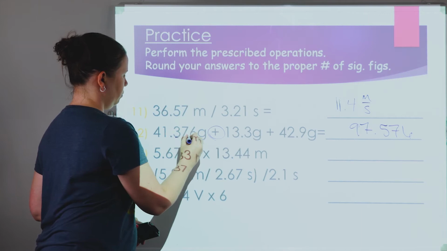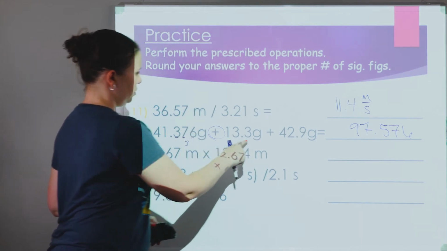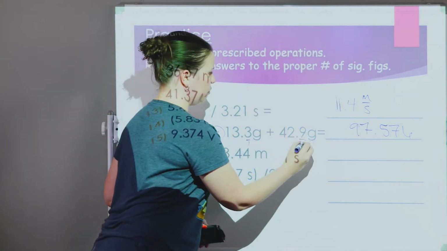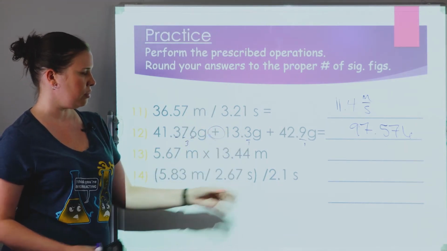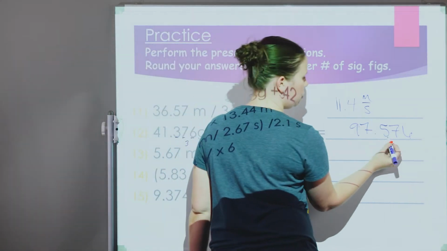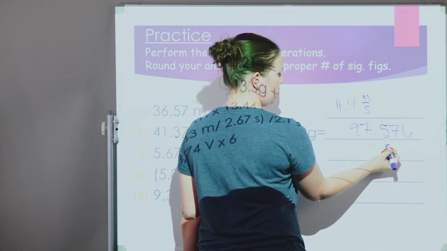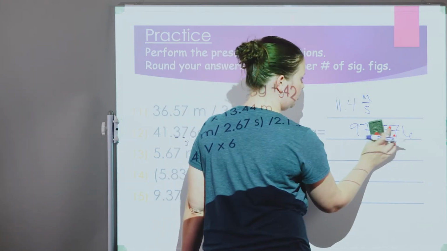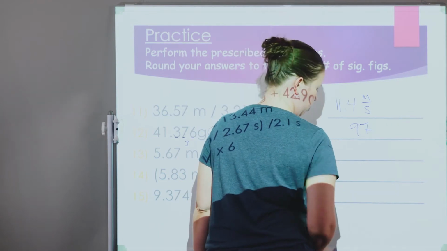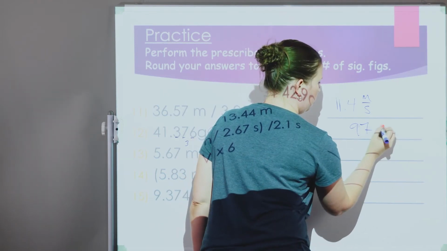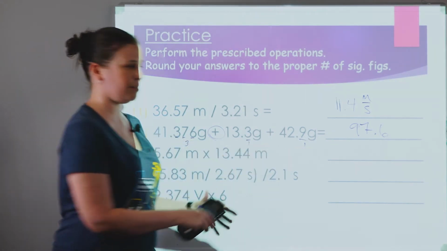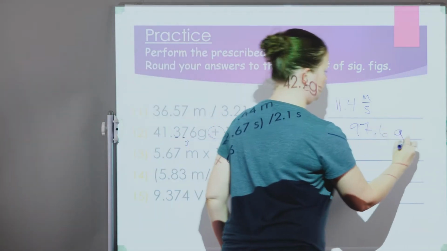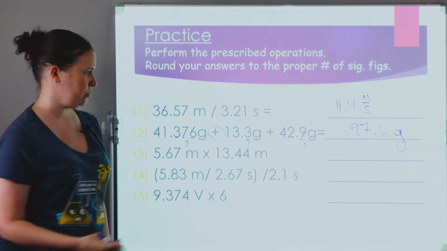And then the question is, where do we round? Well, here I have 3 decimal places. Here only 1, and here only 1. And when we do addition, we go by decimal places. So I can tell I want to round my number to only 1 decimal place. Does the 7 round up the 5? It does. So it's 97.6. And then when you add, the units actually have to be the same, and then they just stay the same. So that would just be grams.